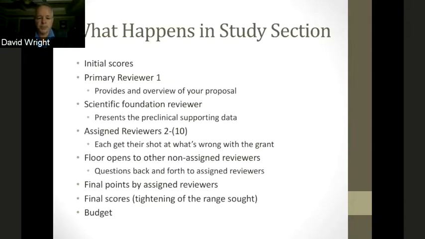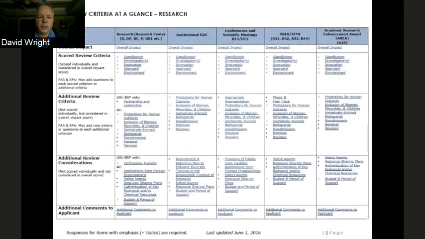They score it without anybody knowing what the scores are. So everybody in the room, in addition to your primary and secondary reviewers, actually enters a score into the system that goes to the program officers. After that's done, they close voting, and then they discuss budget, human subjects, and other issues. So that's the process.